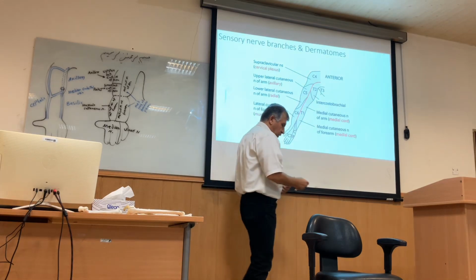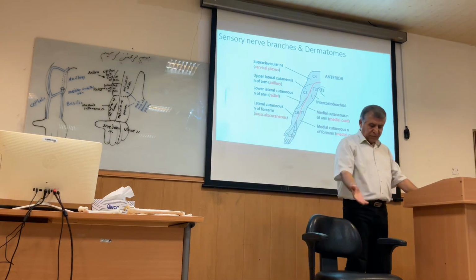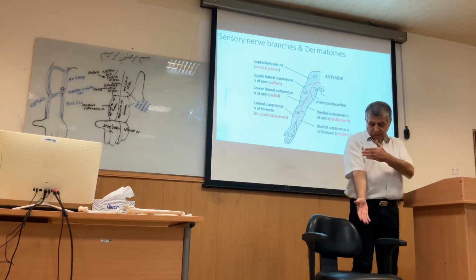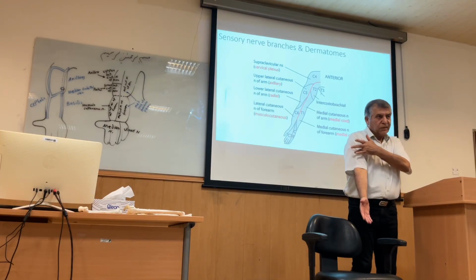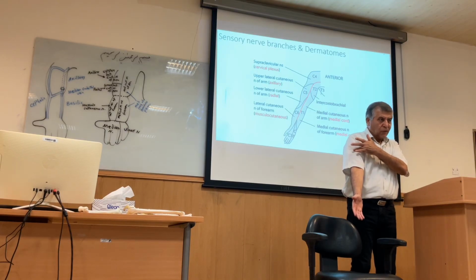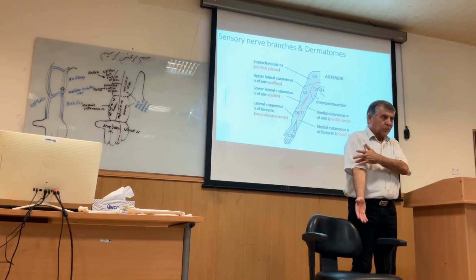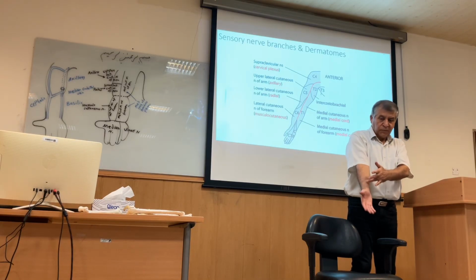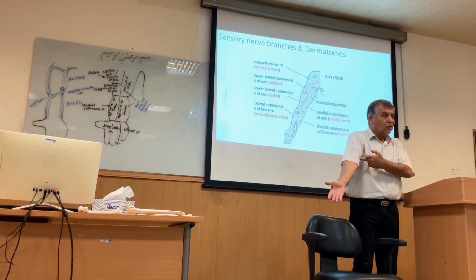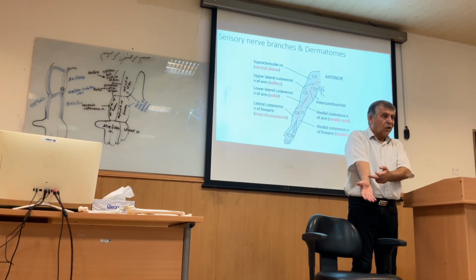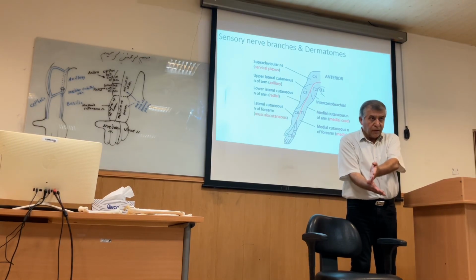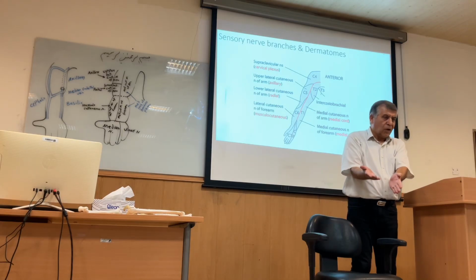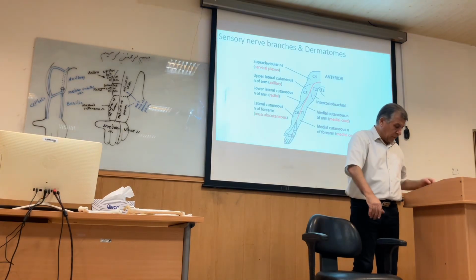Cutaneous nerve of upper limb, anteriorly. This area is innervated by upper lateral cutaneous nerve of arm. Lower lateral cutaneous nerve of arm. Lateral cutaneous nerve of forearm. Medial cutaneous nerve of arm. Medial cutaneous nerve of forearm. Median nerve, ulnar.